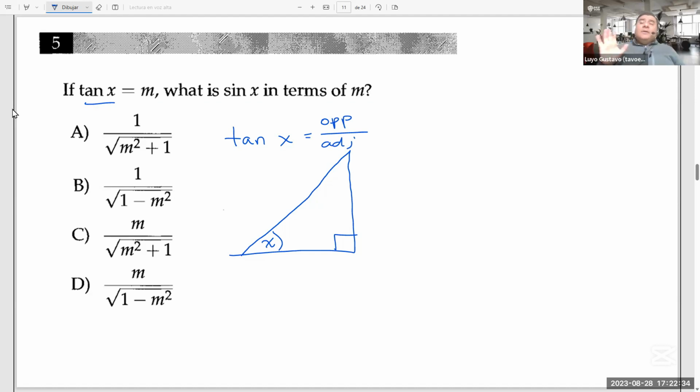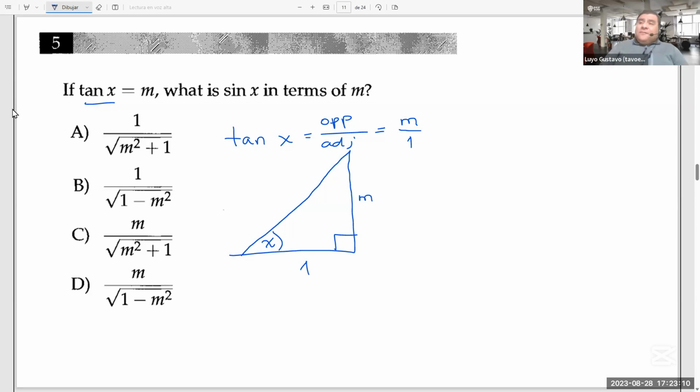So think about this for a moment. If this is the tangent, that means that if we equate this to m, we could say that this is the same as m over 1, right? So if this triangle had a side opposite to angle x of m units and an adjacent side to angle x of 1 unit, then the calculation of the tangent would be accurate, m over 1, that is m.